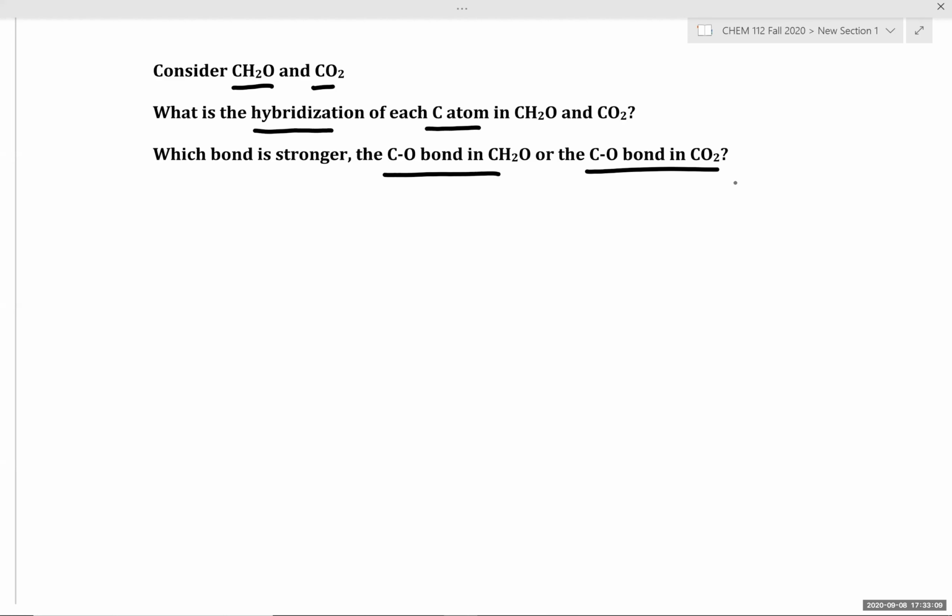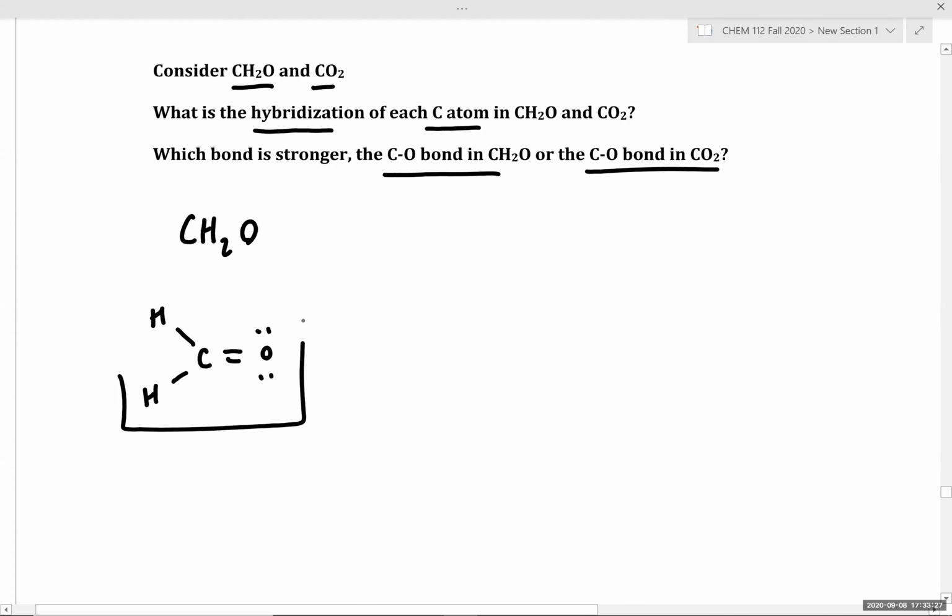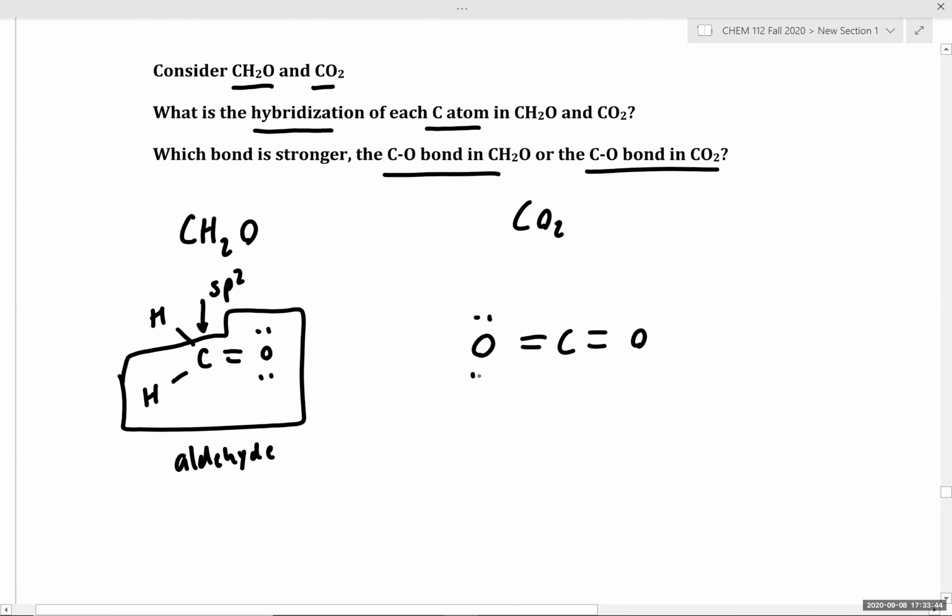Yeah. So it seems the responses that we've received in the chat look great so far. So let's talk about this. If we look at formaldehyde, CH2O, formaldehyde looks something like this, where this functionality, just for everyone who's keeping track at home, is known as an aldehyde. As we notice, this carbon has an sp2 hybridization. If we compare that to carbon dioxide, which looks something like this, our central carbon in this case has an sp hybridization.